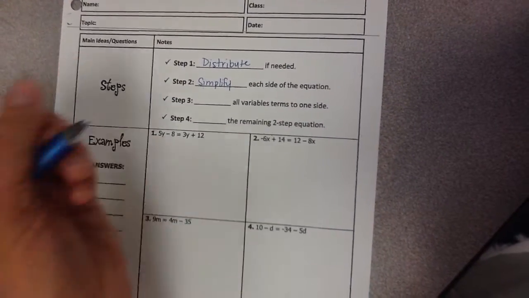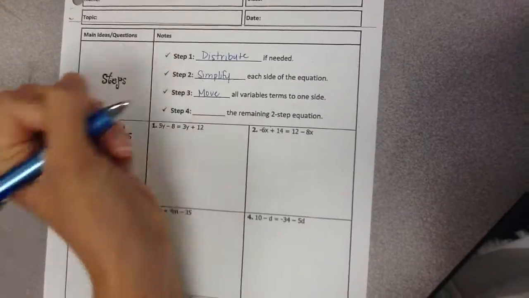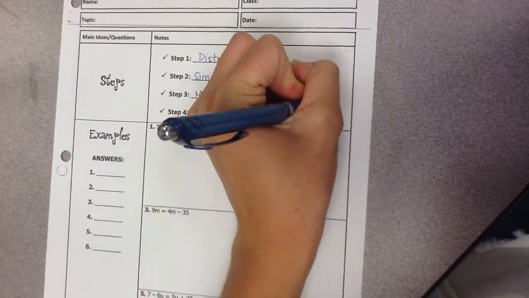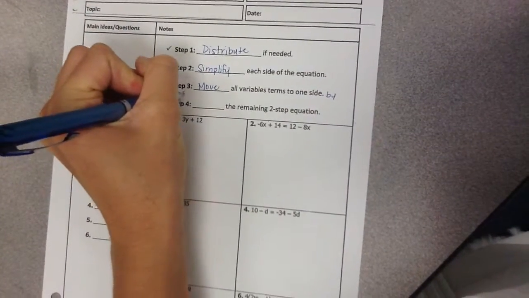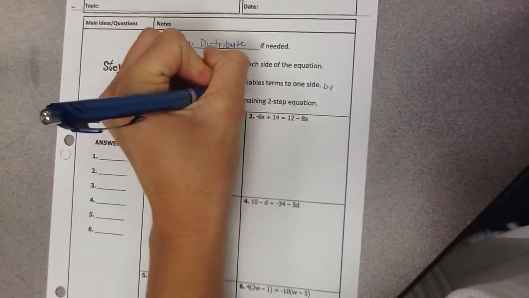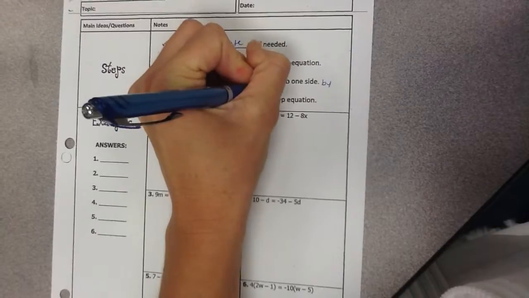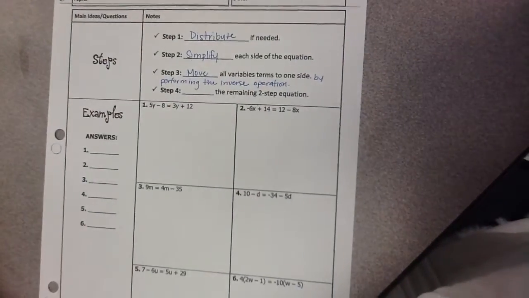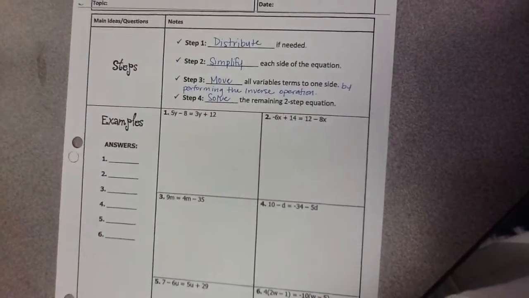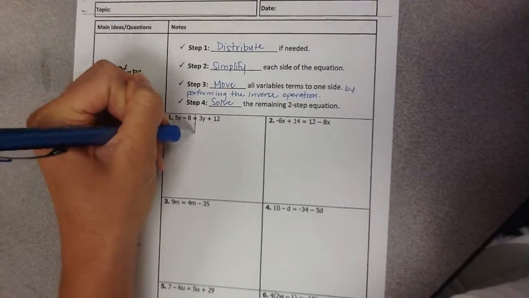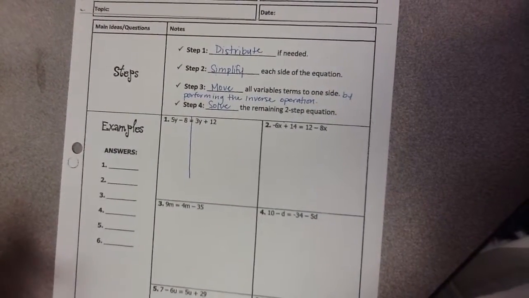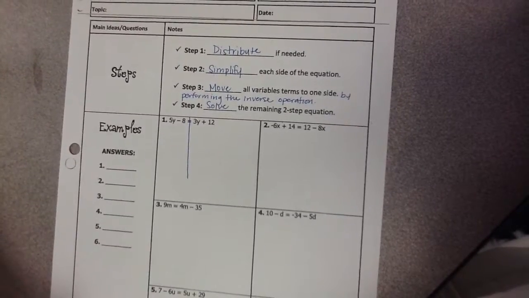Step 3 is going to be move all variable terms to one side, and we're going to add a statement here that says by performing the inverse operation. And then the last step is going to be solve the remaining two-step equation. So here's the first one that we're going to solve together. Always draw your river to make sure that you keep each side of the equation separate.